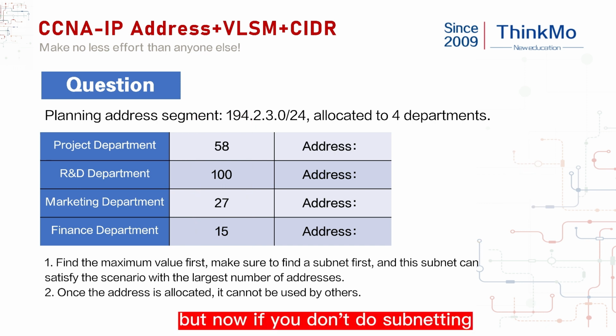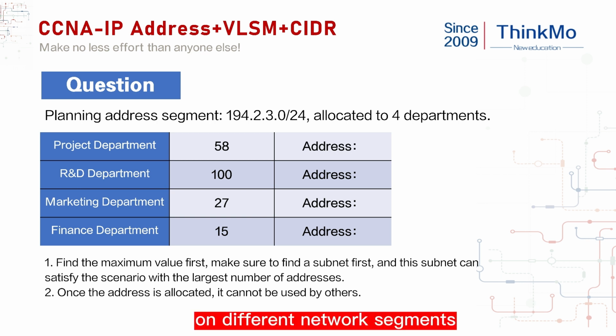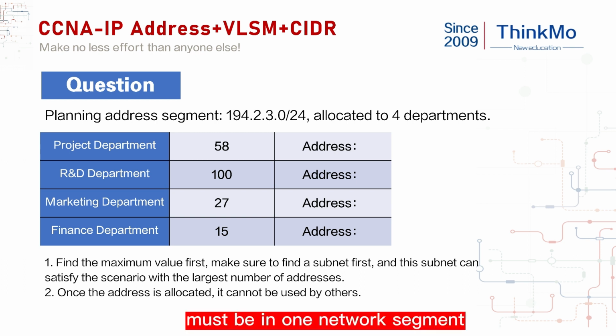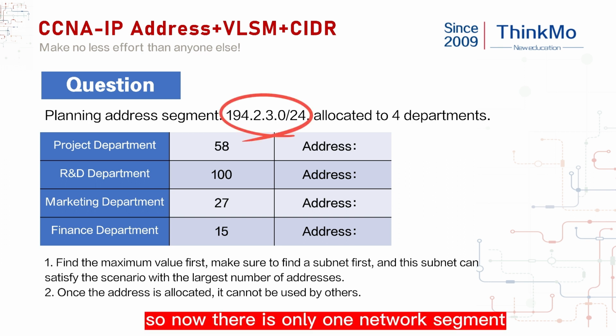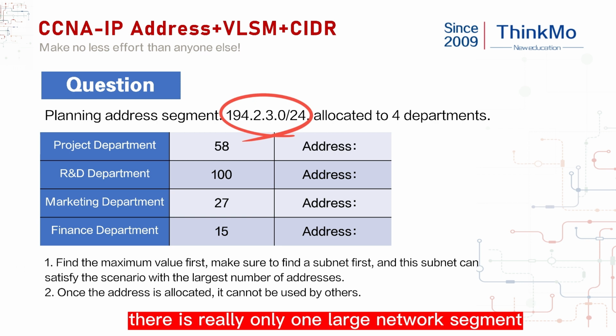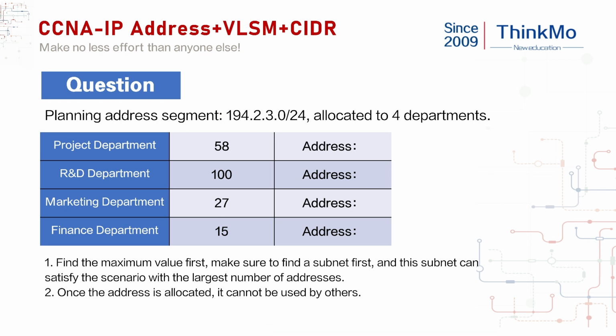But now if you don't do subnetting, that's not enough, because I want them to be on different network segments. If you don't subnet, by default these 254 addresses must be in one network segment. So now there is only one network segment, 254 addresses, 24-bit mask. There is really only one large network segment, called the 194.2.3.0 network segment. That is to say, the first 3 bytes are fixed. This is the network bit.